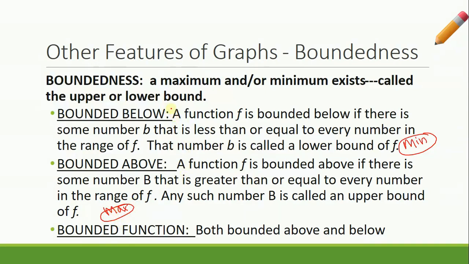So this is more of the math form of it. A function f is bounded below if there is some number b that is less than or equal to every number in the range of f. I like to think of it as minimums, maximums. If you're a bounded function, that means you're above and below. So that means you have mins and maxes, but you don't go for infinity up and down or left and right. That would be bounded above and below. This isn't hard. It looks really difficult, but it's actually really easy to identify.